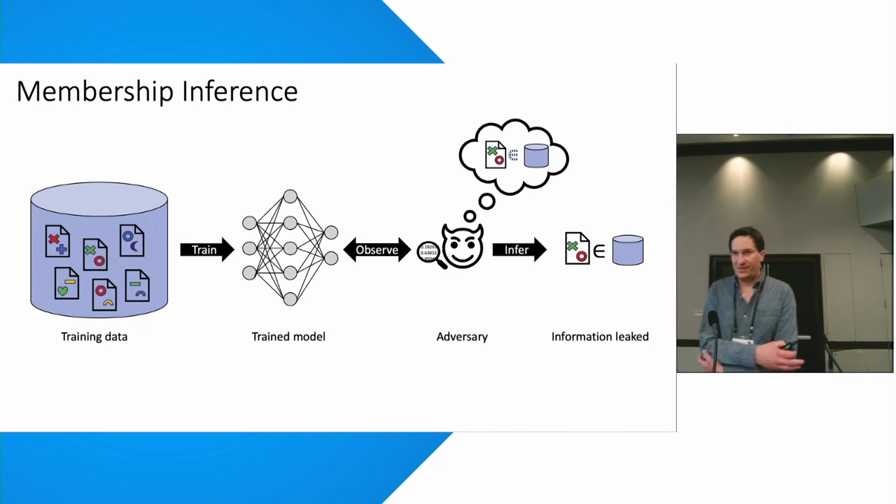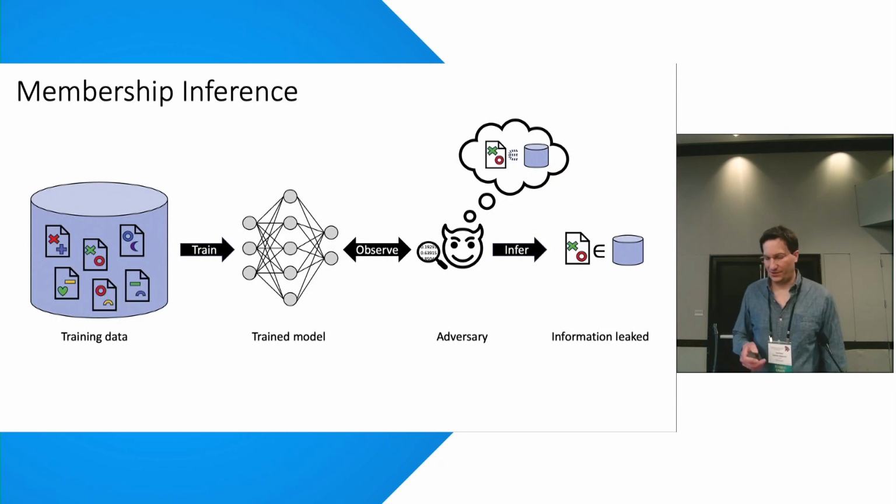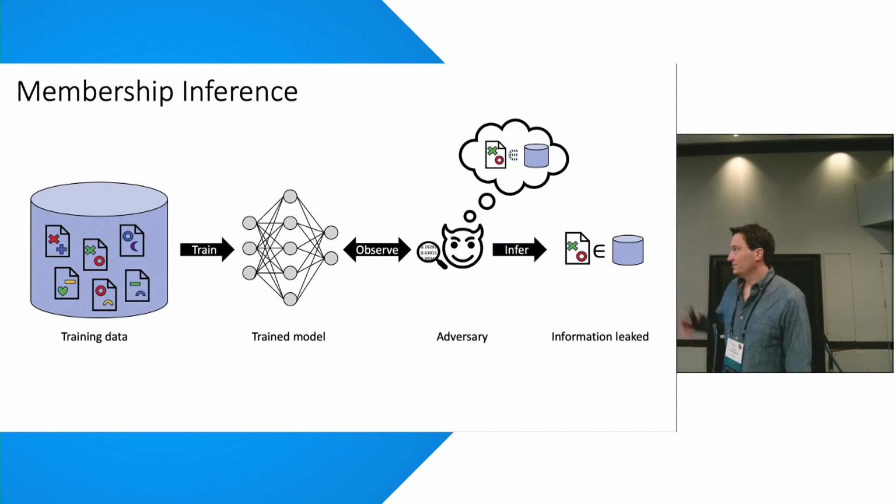In a membership inference attack, in contrast, the goal of the adversary is to infer information about individual records. In this case, determining whether a given record, a target record, is or is not in a training data set. A successful attack here will be able to determine whether, in this example, this record with a green cross and a red node is in the training data.